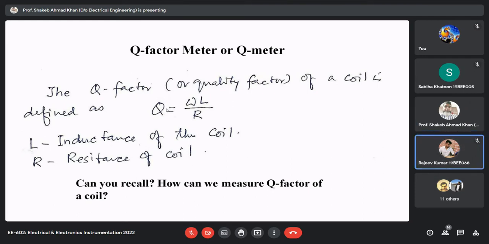Sir, Q meter. क्यू मीटर पढ़ा है आपने इससे पहले? No, sir. भाई हम तो वो पूछ रहे हैं जो आपने पढ़ा हो. क्यू मीटर तो आप यहाँ लिखा हुआ तो आपने बता दिया. I am just asking, कोई ऐसी चीज पढ़ी हो आपने जिसके थ्रू Q of a coil can be measured.